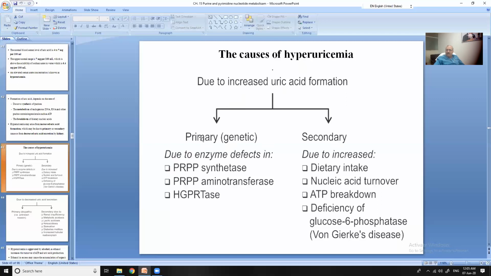These are primary causes because of the enzyme defect: PRPP synthase, PRPP aminotransferase, HGPRTase. And these are the secondary causes because of which uric acid is increased: dietary intake, nucleic acid turnover, ATP breakdown, and deficiency of glucose 6-phosphatase.